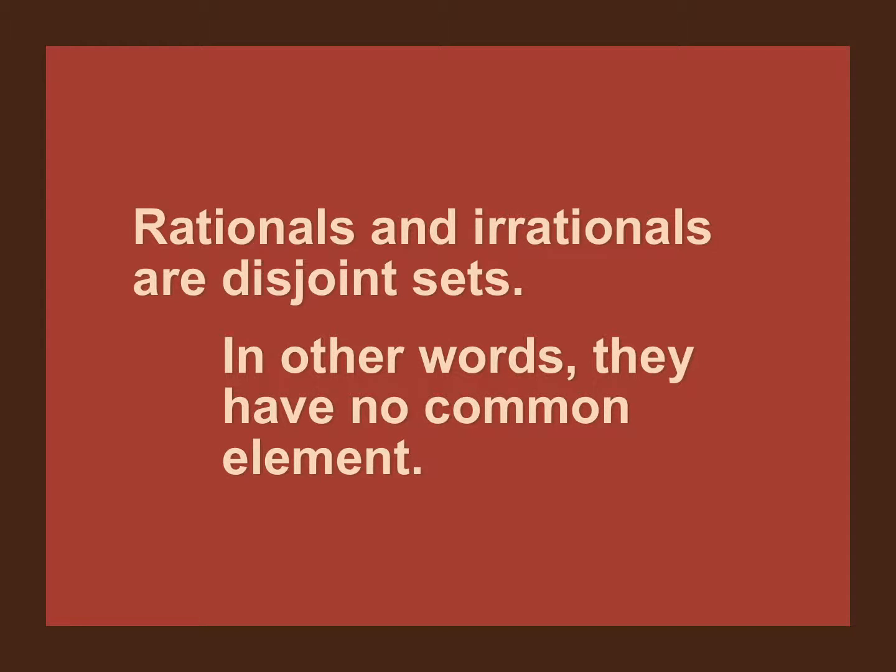So rationals and irrationals are disjoint sets. So this word disjoint means that they have nothing in common. They have no common elements. And elements are what are inside of the sets. So they have no common elements or no common numbers, which means they're called disjoint.